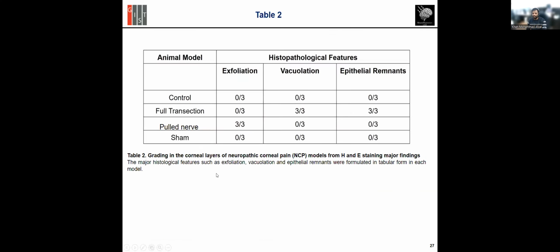According to that, I made a table across the four models for exfoliation, vacuolation, and epithelial remnants. There is presence of vacuolation and epithelial remnants in the full transection model, while the pull nerve model has only exfoliation. These are the grading tables related to the corneal areas in neuropathic corneal pain.